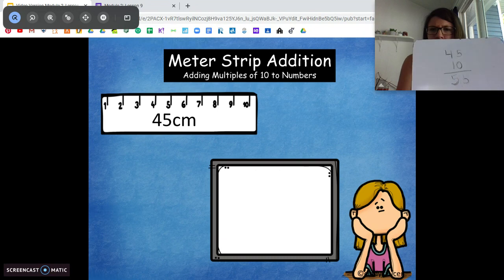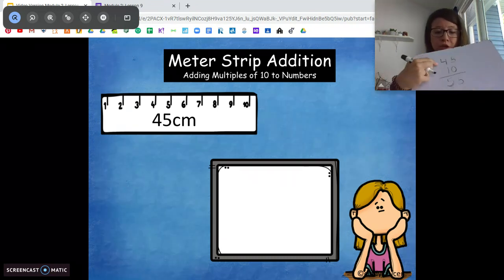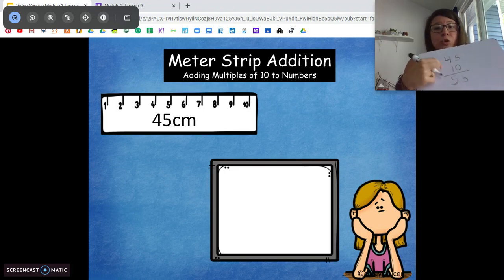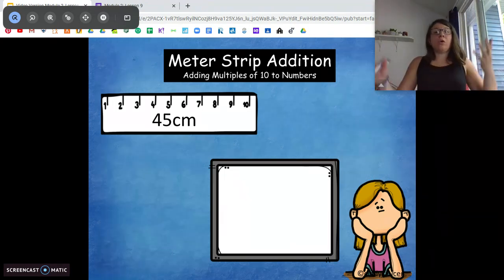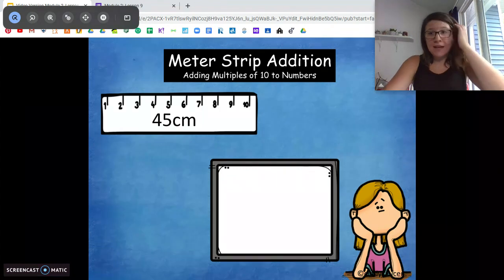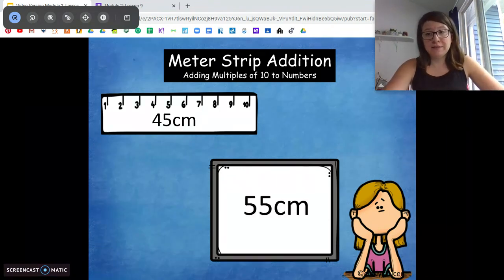Sorry, my marker's dying a little bit. But when you add 10, you're not changing the ones place at all. You're just adding a tens to the tens place. So 45 plus 10 more centimeters is 55 centimeters.